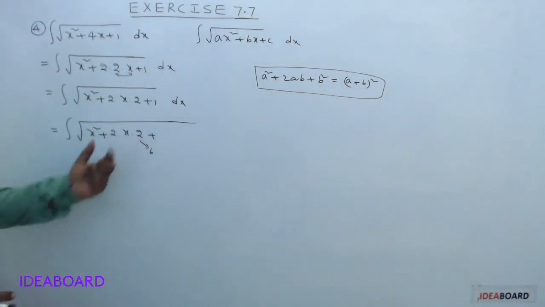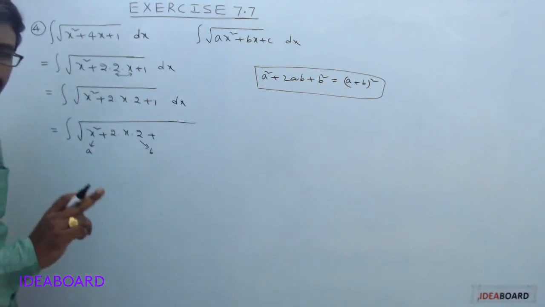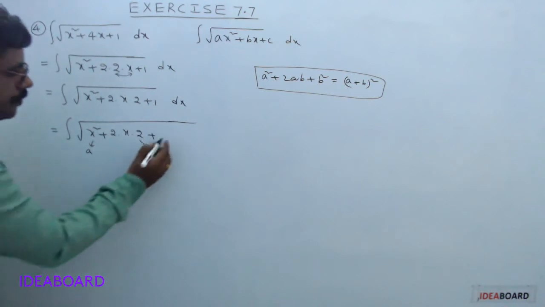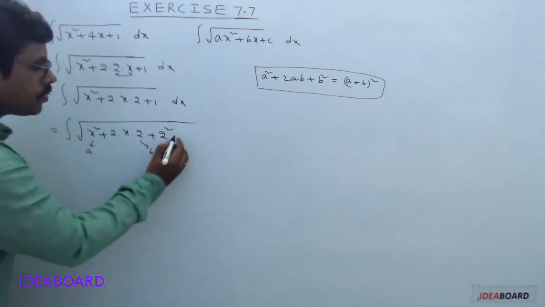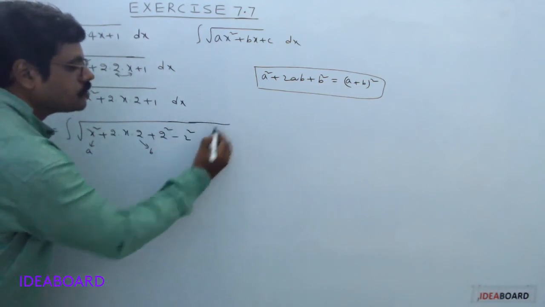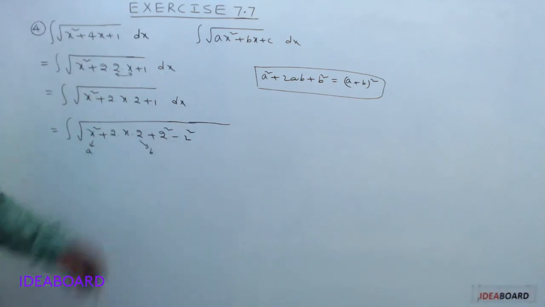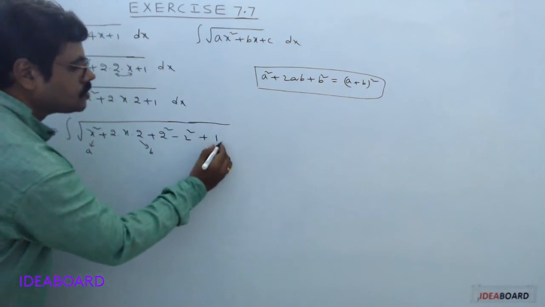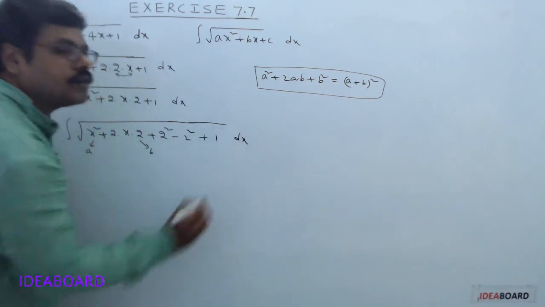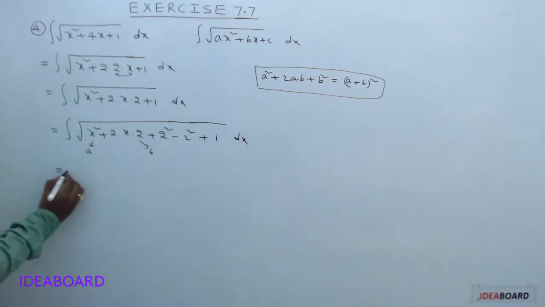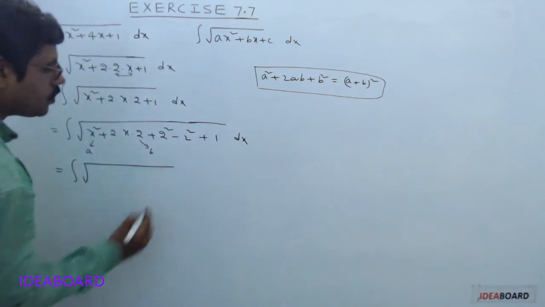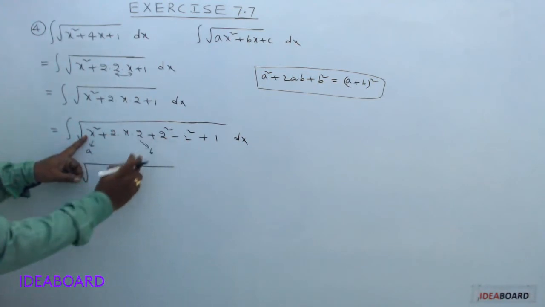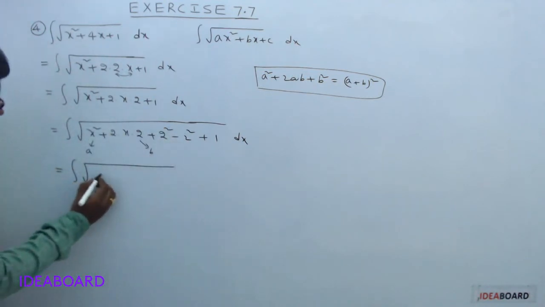Here, to make this expression as a perfect square, we need one more term. What is that term? 2 square. So, adding and subtracting 2 square. So, plus 2 square minus 2 square. Constant in the previous expression is plus 1 dx.